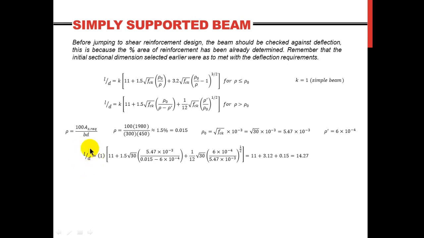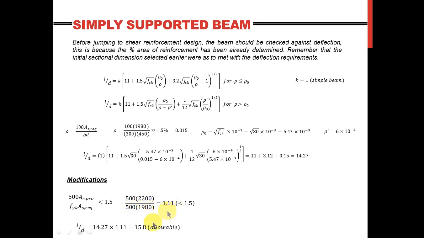So this is my allowable L over D, and I have to modify it. The first modification is for the area of steel provided, providing more than the required. So I'm getting 1.11. I'm taking this figure and then I multiply it by what I have already calculated here. So that gives me 15.8. Do I have to modify further? My span is just 6 meters. That is less than 7 meters. So this is the only modification that I apply in my beam.